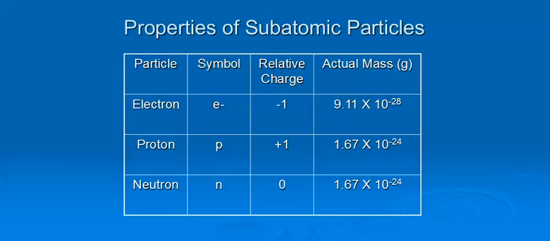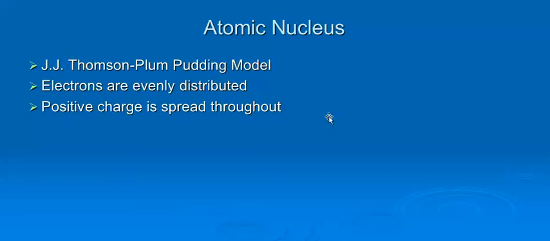So here's a chart comparing the three subatomic particles. Notice with the charge, electrons are exactly opposite of protons in terms of relative charge. So we say electrons have a negative charge, protons have a positive. Neutrons, by definition, are neutral, no charge. If you take a look at the actual masses, protons and neutrons are relatively the same mass. Electrons are much smaller, about 2,000 times smaller than protons and neutrons. So that's just for comparison purposes there.